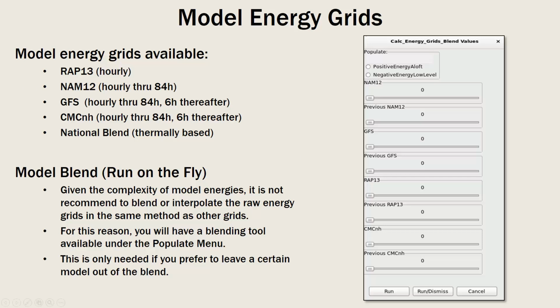So if you want to, for instance, say you don't like the NAM output, you could then keep the NAM out of the blend and do a GFS, RAP, and Canadian blend for your positive and negative energies. You run that, and it will populate your forecast database with these hourly grids. Keep in mind, you'll want to do this over a fairly short time frame, maybe 12 to 18 hours at the most, because it's going to take some time to calculate. But you do have that option.